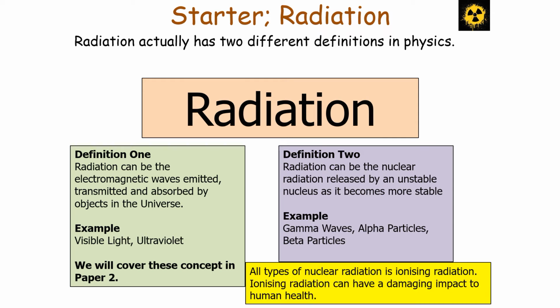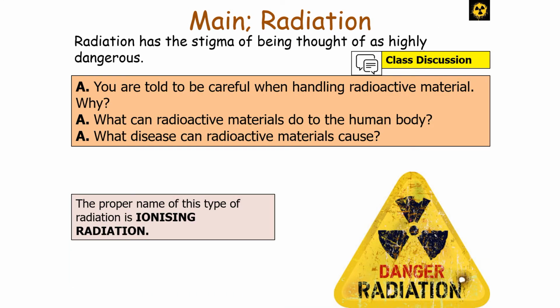Now, all types of nuclear radiation can have a damaging impact to human health. So radiation, especially nuclear radiation, has a stigma of being thought of as highly dangerous. So you are told to be careful when handling radioactive material. Why is that? What can radioactive materials do to the human body? What disease can radioactive materials cause?